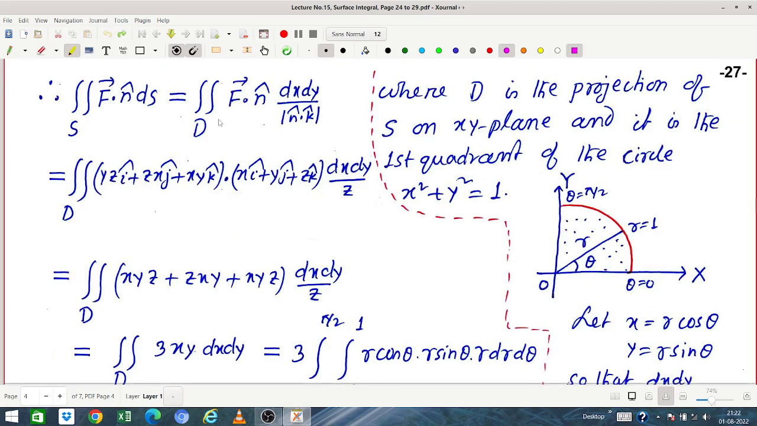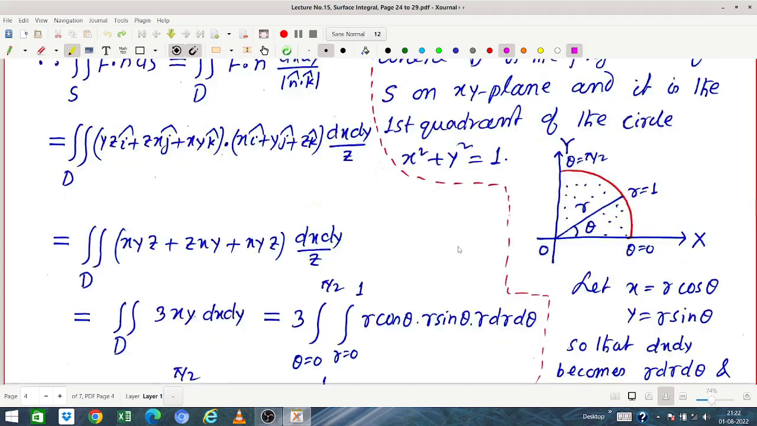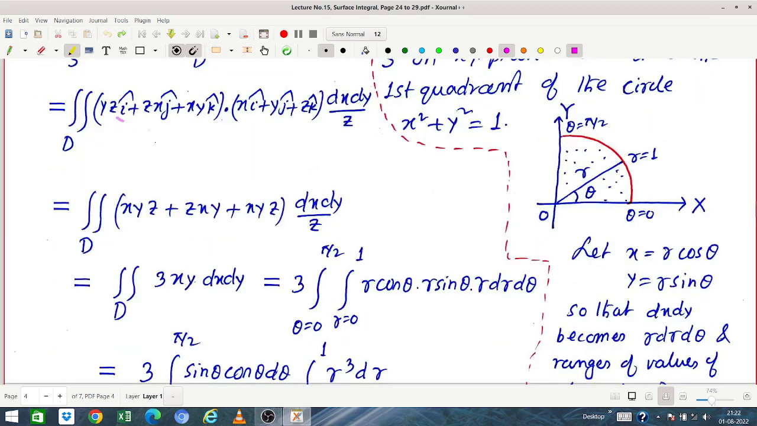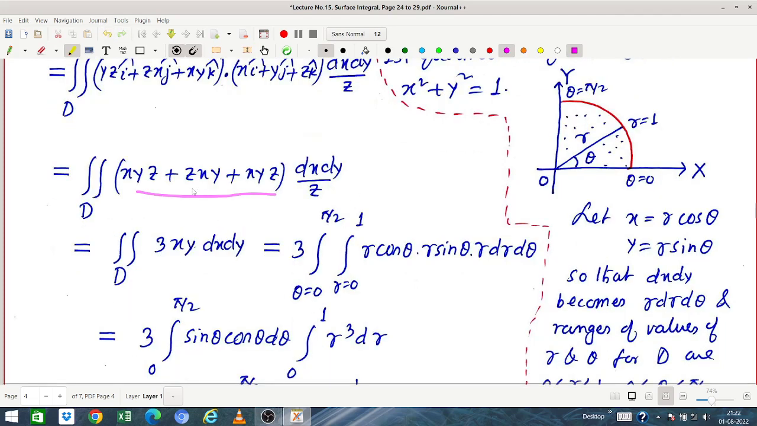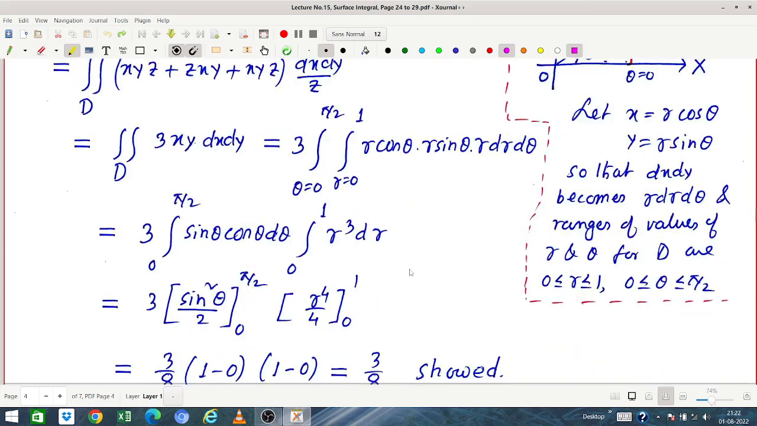So the surface integral is converted to a double integral over D of f dot n cap, where this is the f vector and this is n cap, dx dy by mod n cap dot k cap, and already we have seen that is z. The dot product is taken: coefficient of i, coefficient of j, coefficient of k, multiplied and added. This is the dot product, all of you know. Then one z is common, and this z gets cancelled, so this becomes simple.